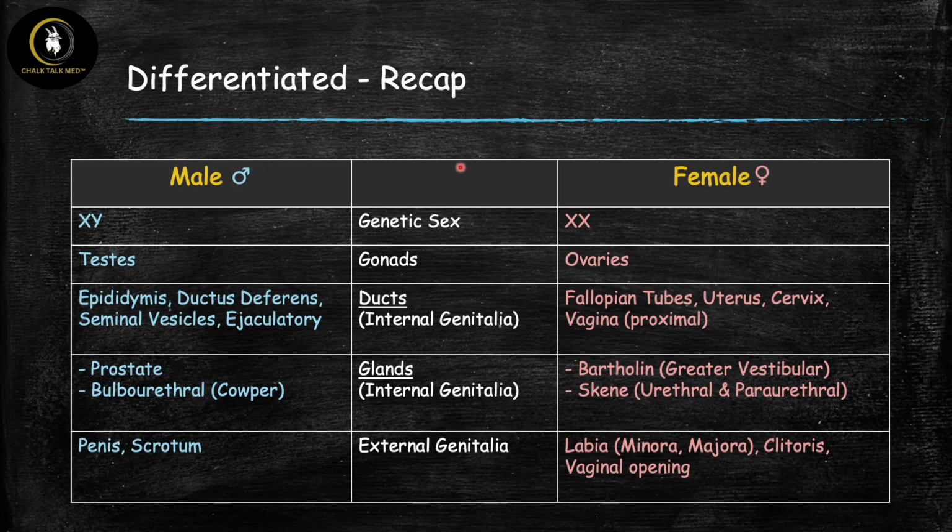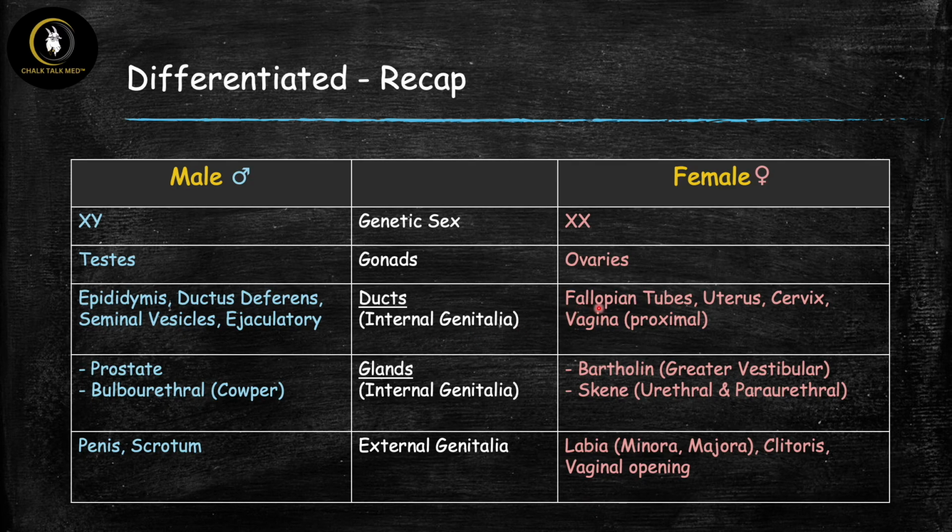Okay, so before we move on to the next part, let's do a quick recap of the differentiated reproductive organs between the male and the female. So the genetic sex in male is XY and female is XX. The gonads is testes in the male, ovaries in the female. The internal genitalia are the ducts and the glands. So in the male, the ducts are the epididymis, the ductus deferens, the seminal vesicles, and the ejaculatory duct, and the glands are the prostate and the bulbourethral gland. The bulbourethral gland is also known as the Cowper's gland.